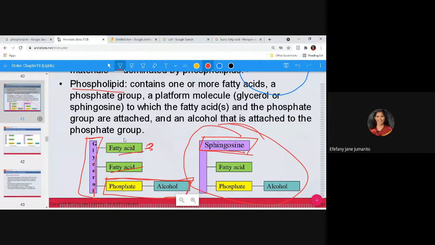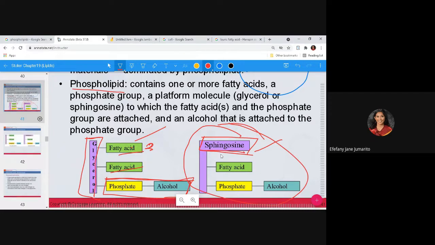So we have two types. This one is a phospholipid, and this one also is a phospholipid. What differs them is the backbone. The backbone here is glycerol. That's why we call it glycerophospholipid. While this one, the backbone here is a sphingosine.